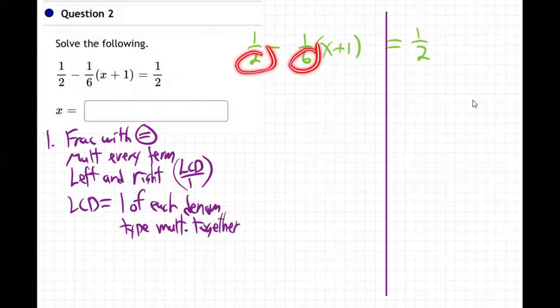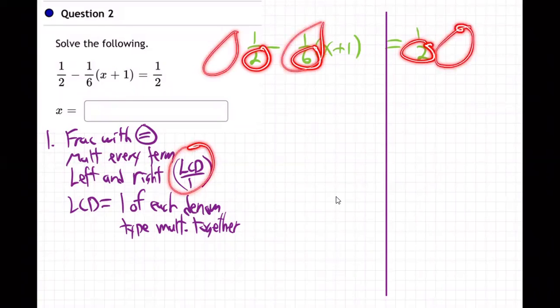I've got a 2, a 6, and a 2. That's really where our focus begins, doesn't it? We take aim, we take focus on the denominators. 2, 6, 2. Why do we take aim on those? Because we want to get rid of them. We don't want any fractions. They make these problems difficult. We want to get rid of those fractions. Okay, so how are we going to do it? We're going to multiply by the LCD over 1.